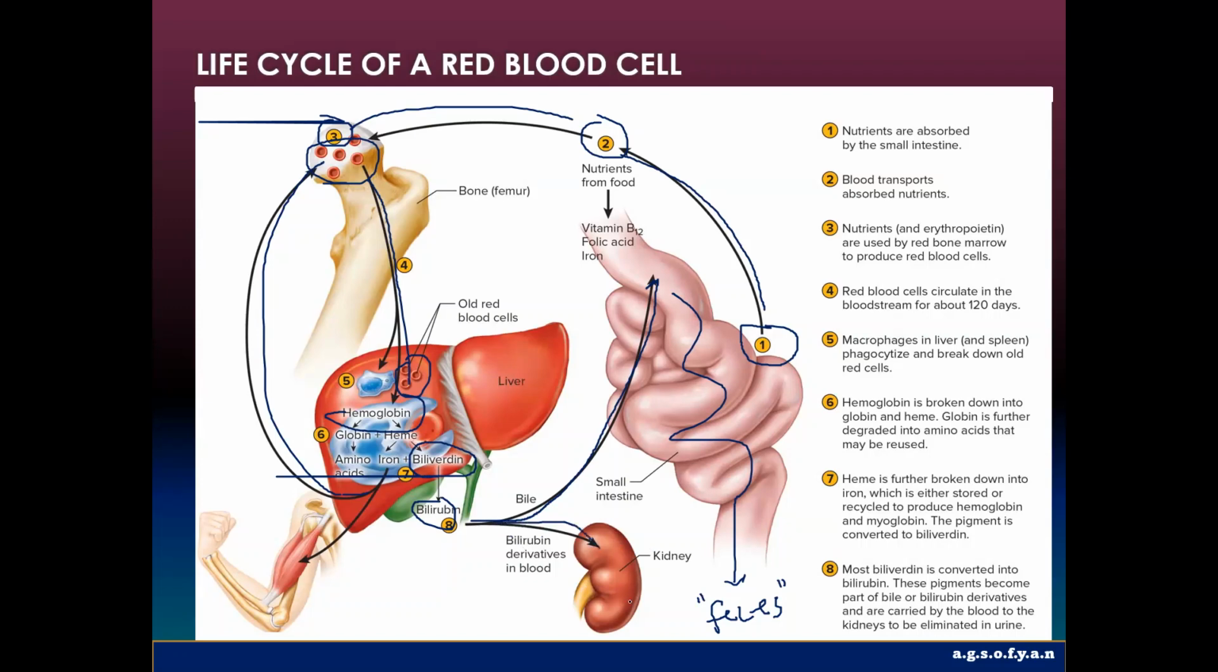Some of it will also be carried to the kidney, and then finally excreted in the urine. And it is also the reason why our urine has color. It is mostly because of the bilirubin, which comes from the destruction of old red blood cells. Okay, and the iron can be used again for making heme in the red bone marrow, and some of it can also be used for other organs like muscle.